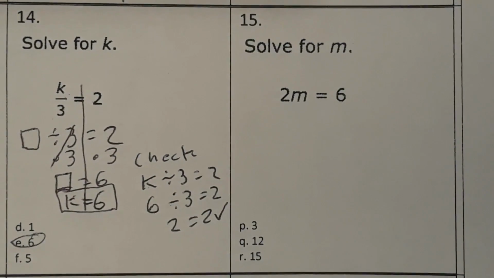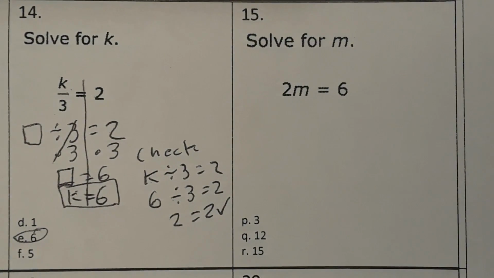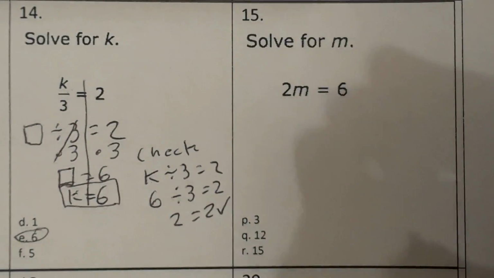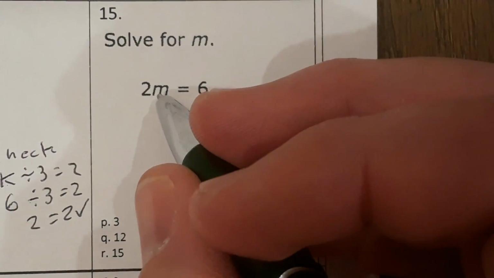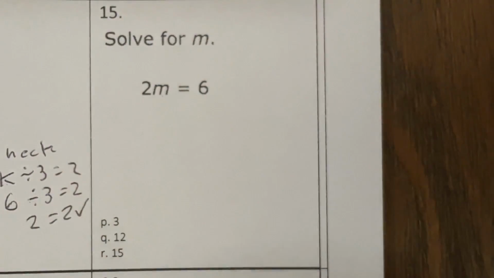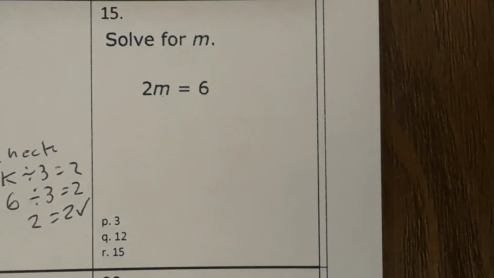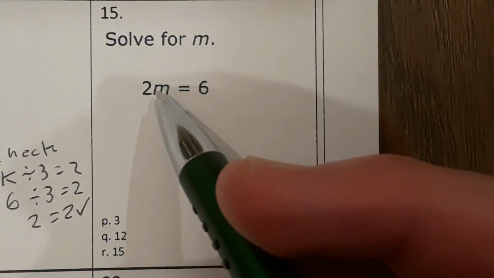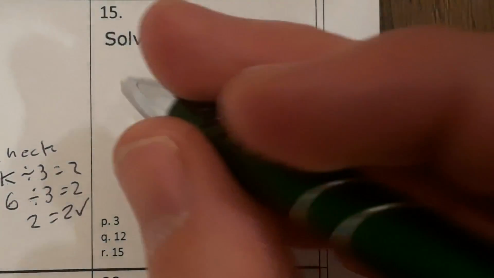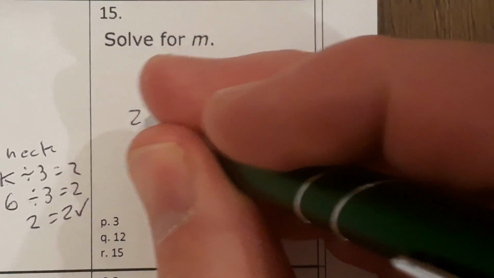All right, last one, number 15. Solve for m. So m here is a variable. Now think to yourself, what was the name of the 2? What do you call a number in front of a variable? What was that word that we use? Okay, and if you said the word is coefficient, that's correct. So coefficient, variable, and a number. So our coefficient of 2 times something will give us 6.